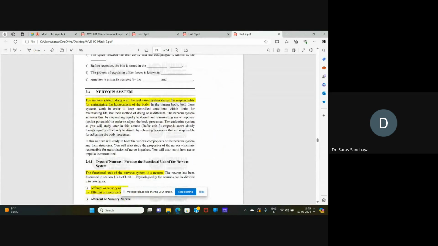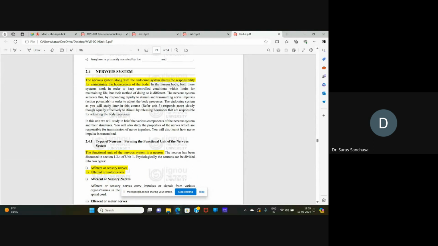Now we come to the very important system called the nervous system. The nervous system along with the endocrine system shares the responsibility for maintaining the homeostasis of the body. Now, types of neuron forming the functional unit of the nervous system. The functional unit of the nervous system is the neuron.